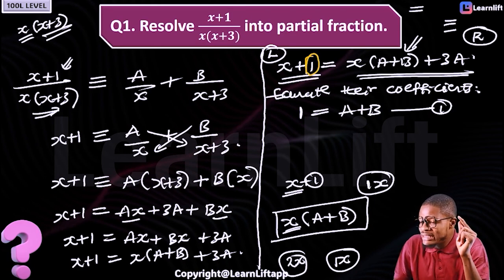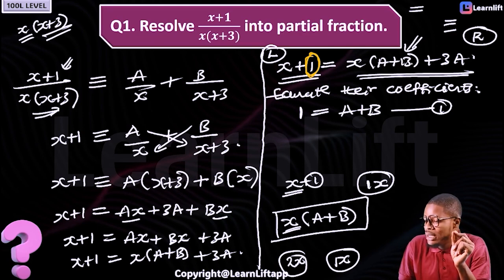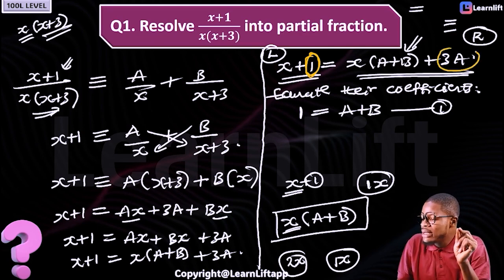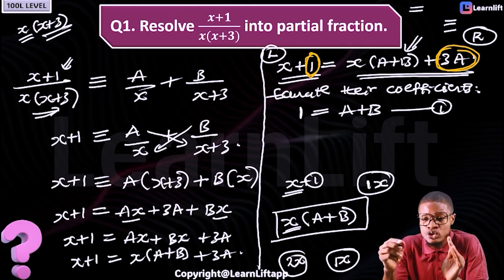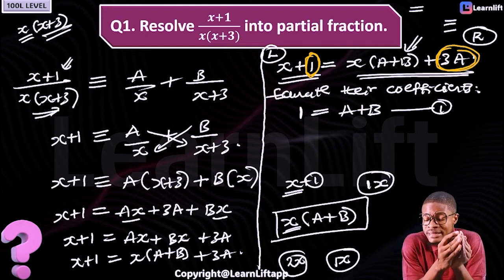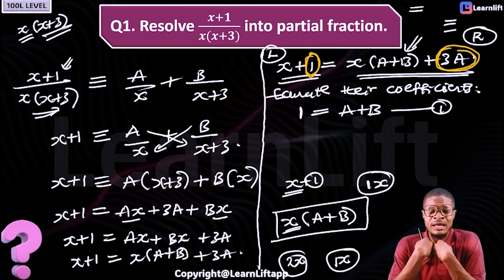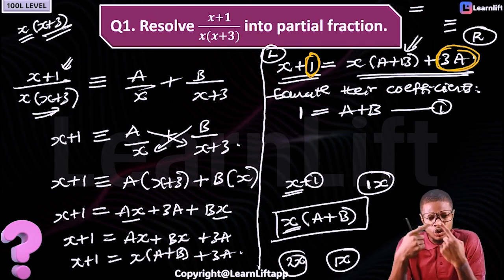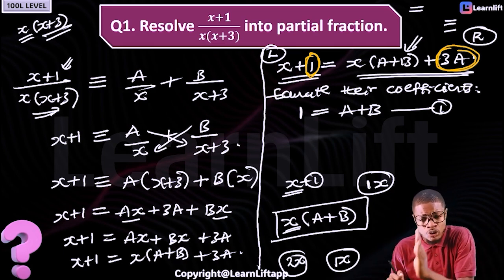This 1 here is standing alone. That one is called the constant term. This 3a here does not have anything like x attached to it. That is also a constant term. Equate the constant terms as well. If I equate the constant terms, that means you agree with me that your 1 will also be equal to 3a. Yes, 1 is also equal to 3a.